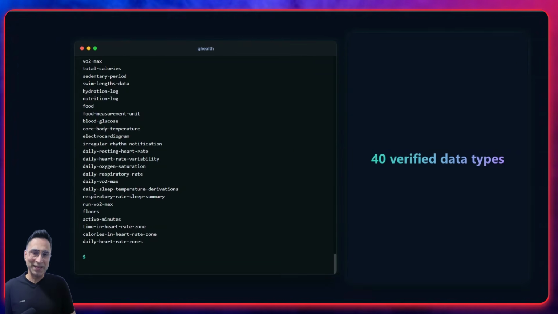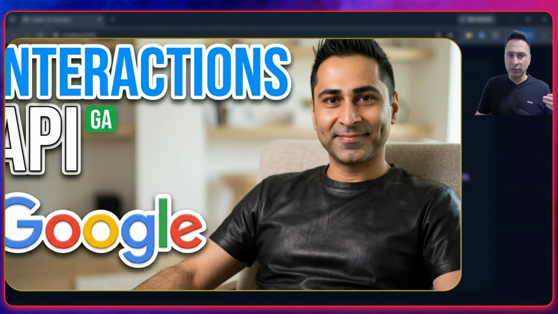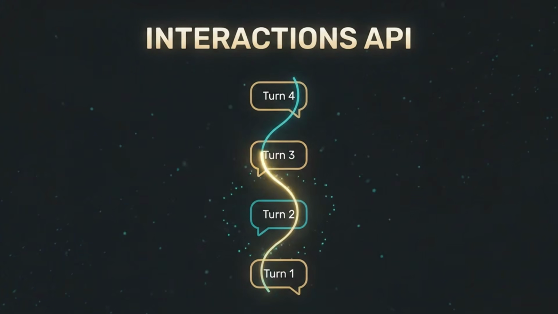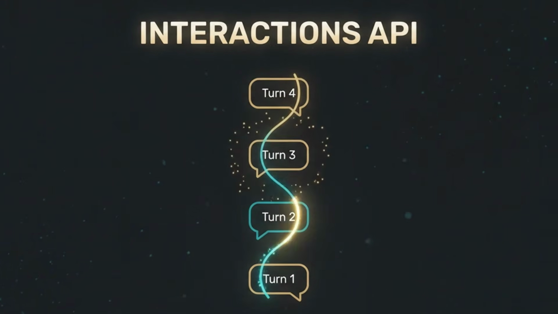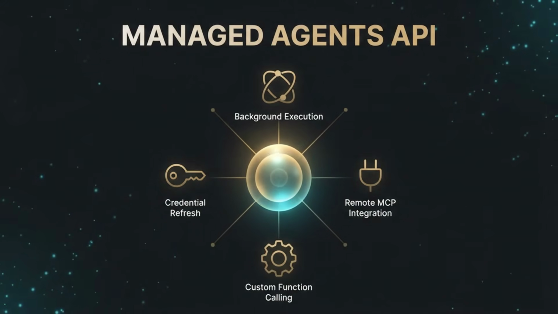Now moving on to the agent side. Interactions API, I think I made a full deep dive video on this. Interactions API is now GA. I feel that is one of the best methods for having a conversation which specifically requires multi-turns. Then the next one is Manage Agents API.